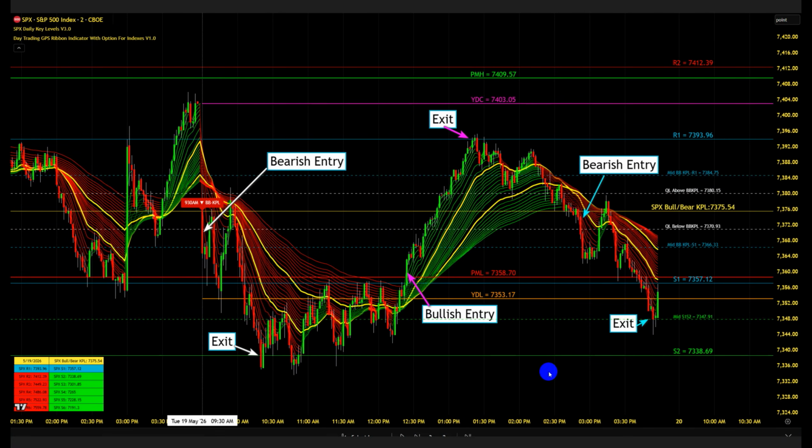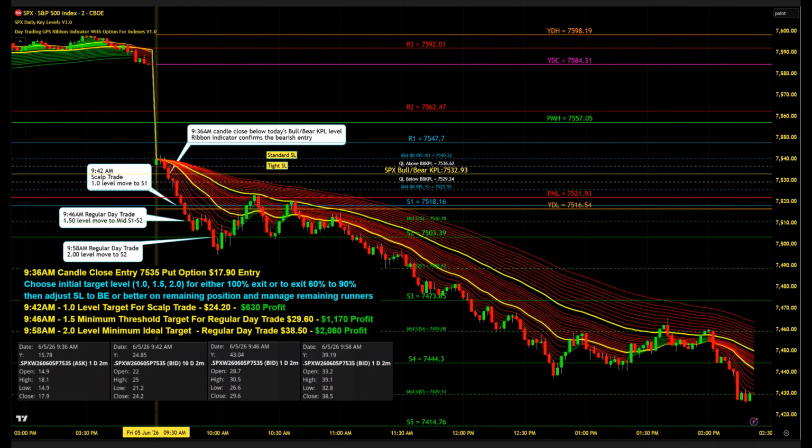For a bullish trade entry, price must close above a key level, and the ribbon indicator must confirm with an all-green ribbon. Ideally, the upper bands of the ribbon should be starting to separate from the ribbon base, showing momentum expansion. For a bearish trade entry, price must close below a key level, and the ribbon indicator must confirm with an all-red ribbon. Ideally, the lower bands should be pulling away from the ribbon base, showing momentum expansion. No ribbon confirmation, no trade.